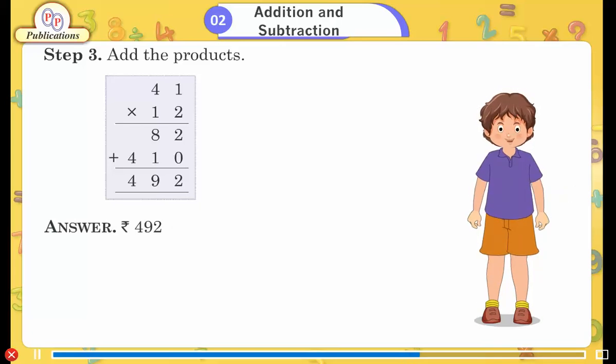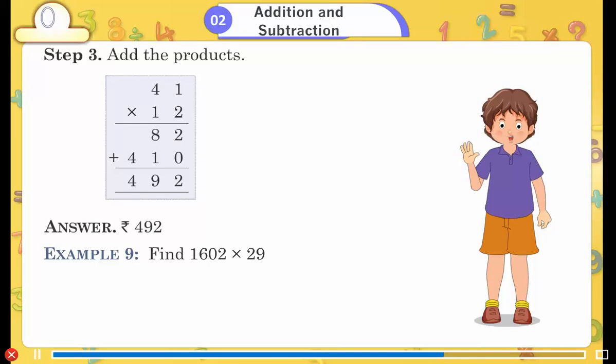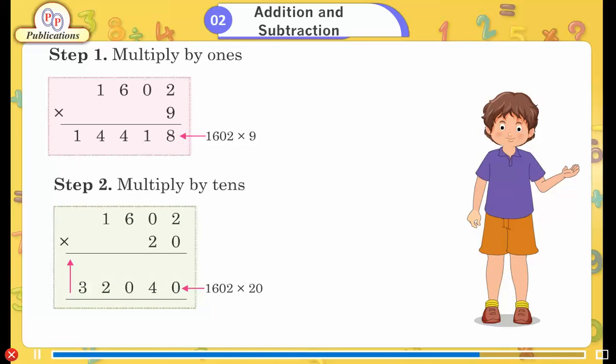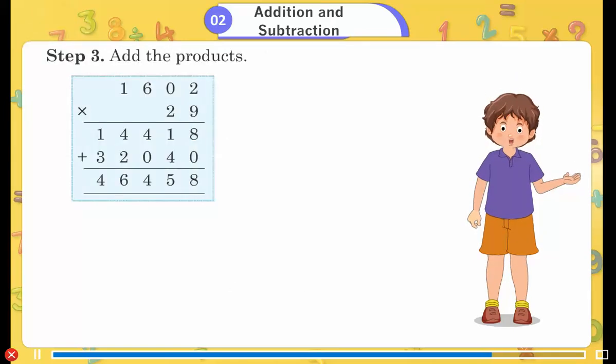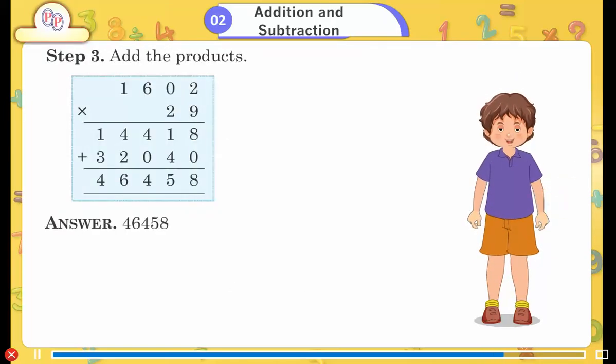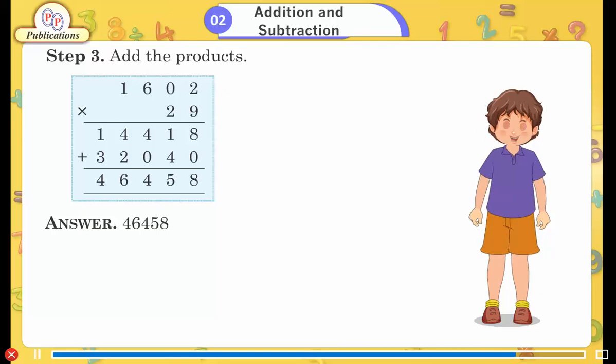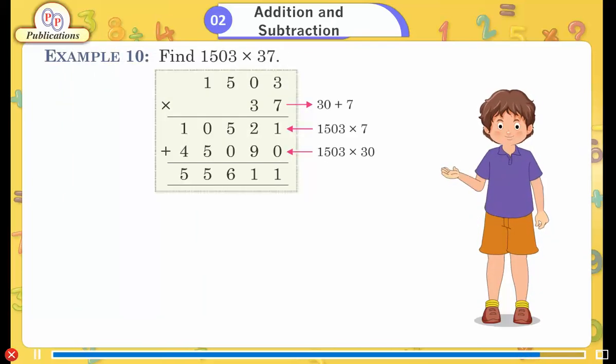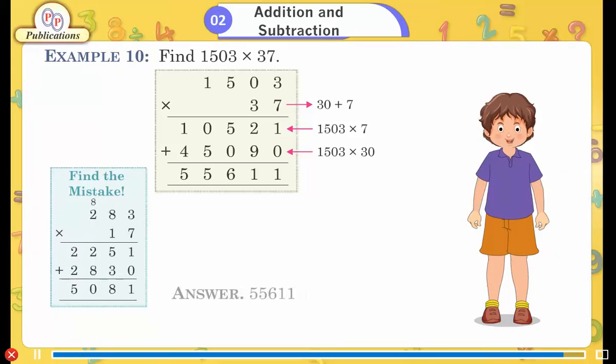Answer rupees 492. Example 9. Find 1602 into 29. Step 1. Multiply by ones. Step 2. Multiply by tens. Step 3. Add the products. Answer 46,458. Example 10. Find 1503 into 37. Find the mistake. Answer 55,611.